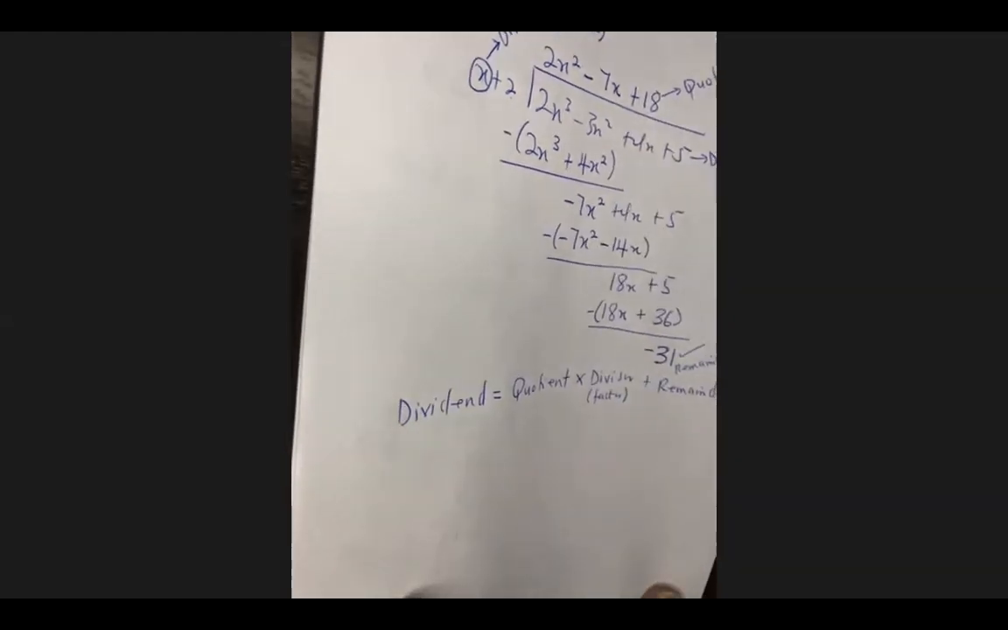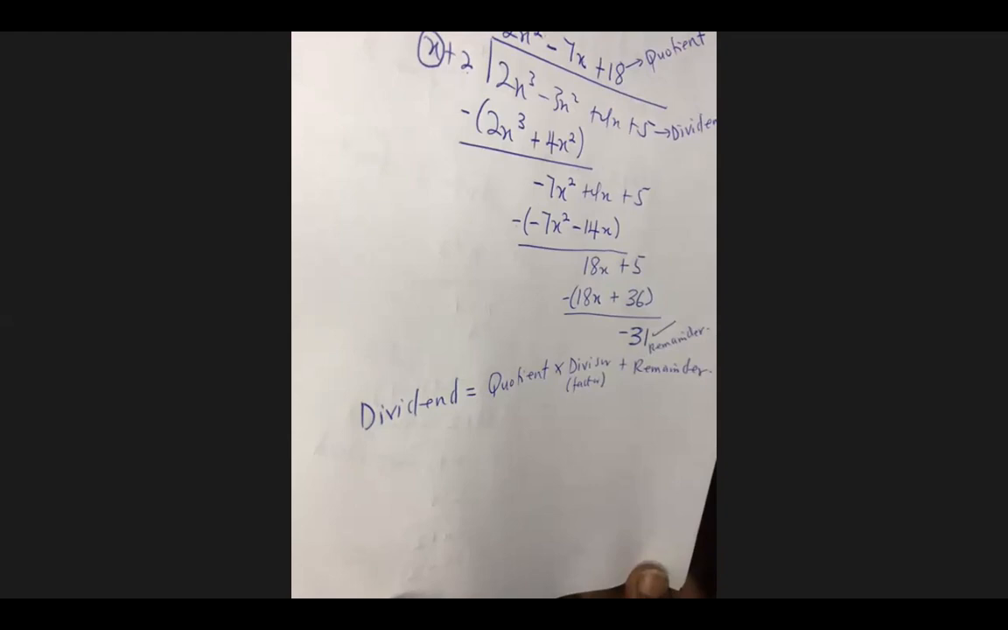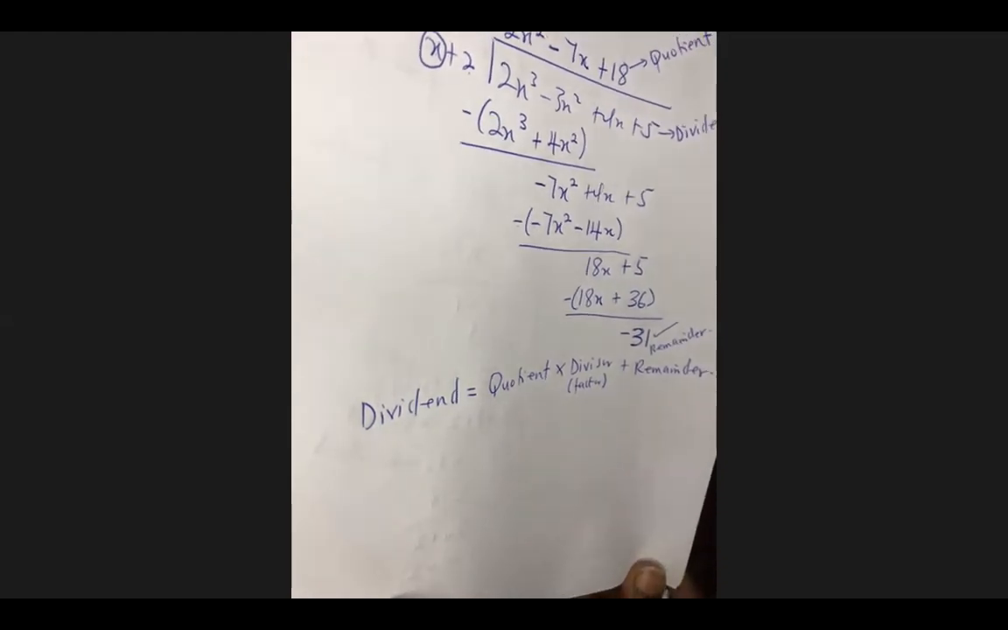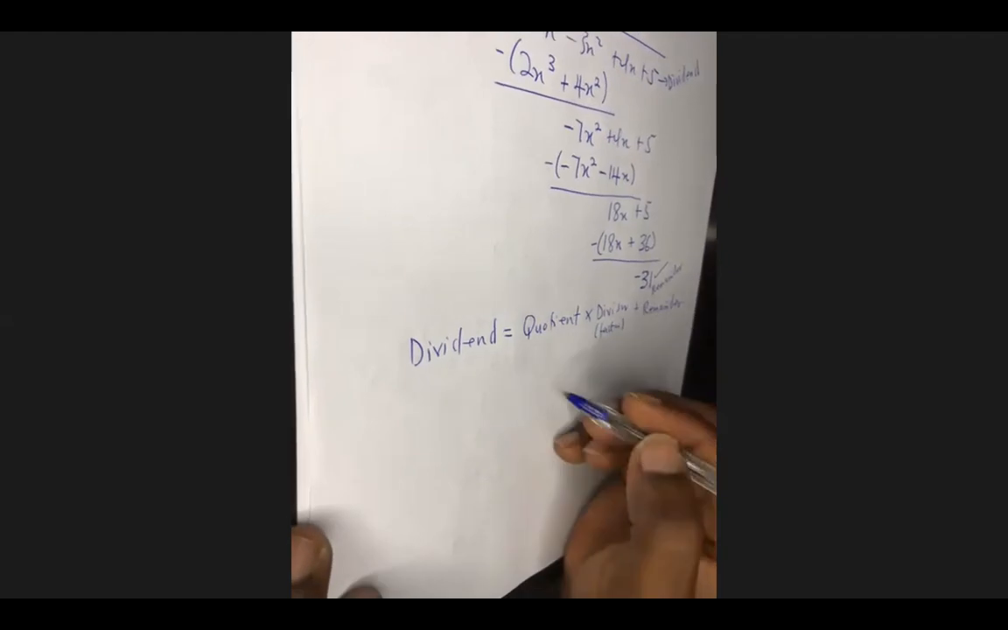So now our remainder is negative 31. This is our remainder. Now let's go through the remainder theorem and see if, yes, we are actually going to get the same negative 31 again. Negative 31. So now remainder theorem.